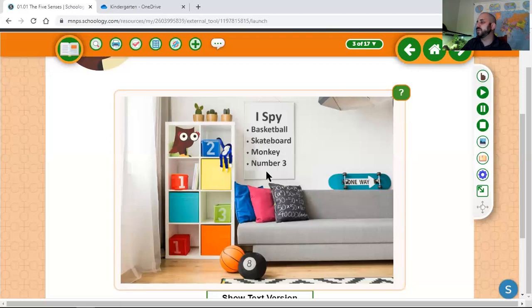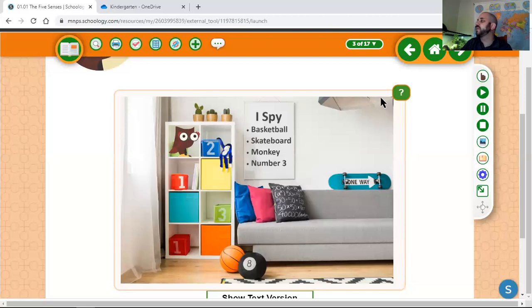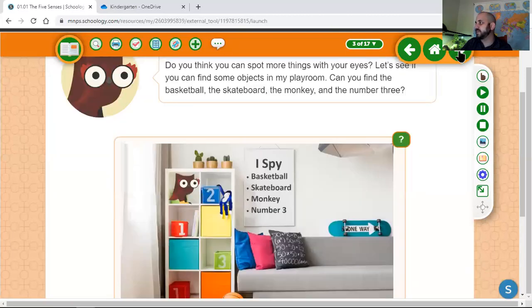All right, what else do we need to find? The number 3, here it is. Excellent work, you found the number 3. It is written in white and on the green square. Even more colors to talk about. All right, let's see what's next.